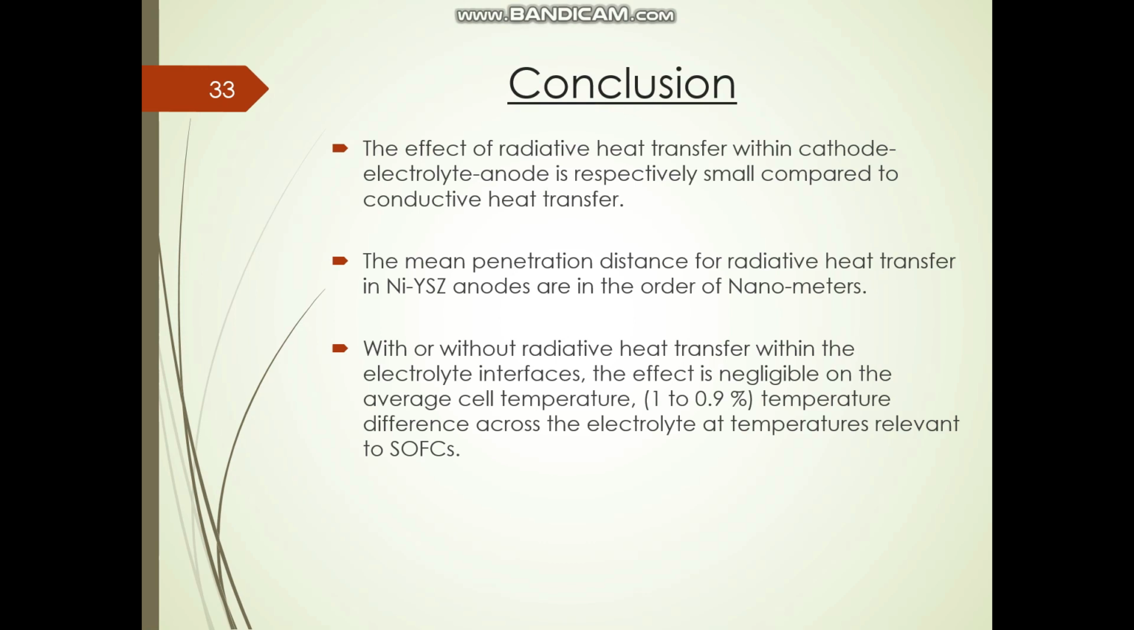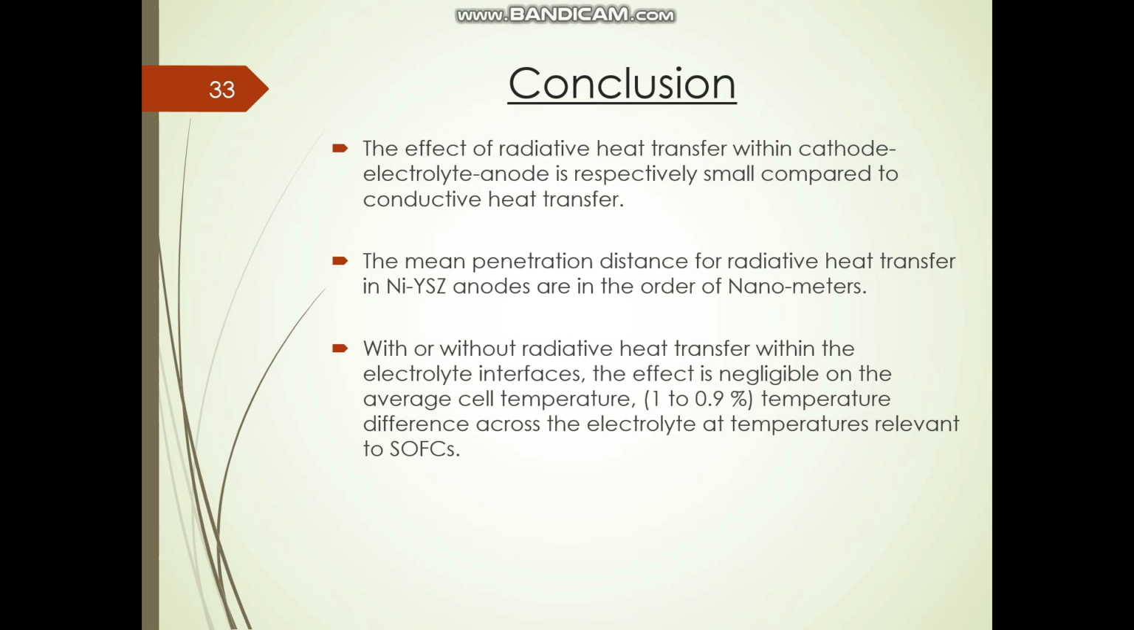The mean penetration distance for radiative heat transfer in nickel YSZ anodes is on the order of nanometers. This means that radiation does not need to be considered in energy balances within SOFCs for an intermediate temperature. Whether thermal radiation needs to be considered or not depends on several parameters such as temperature differences, materials, gas composition, gas pressure, fuel cell stack design, and wavelength. With or without radiative heat transfer within the electrolyte interfaces, the effect is negligible on the average cell temperature, which is around 1 to 0.9% as discussed earlier.